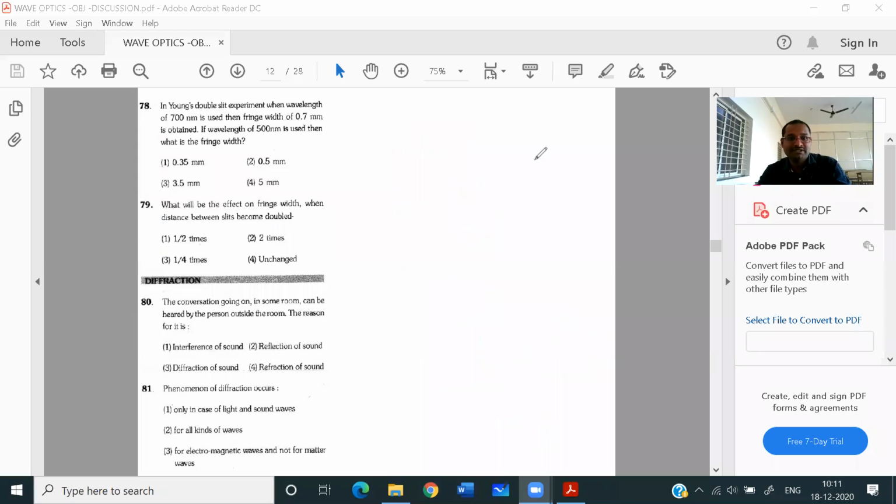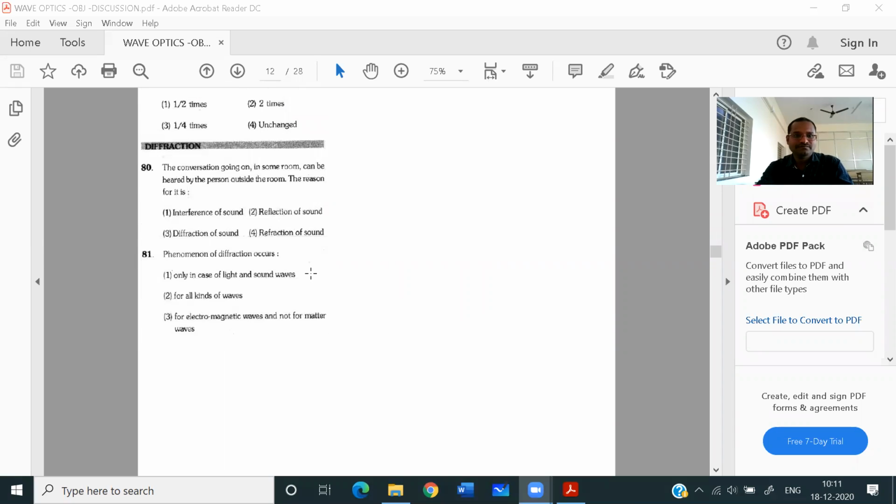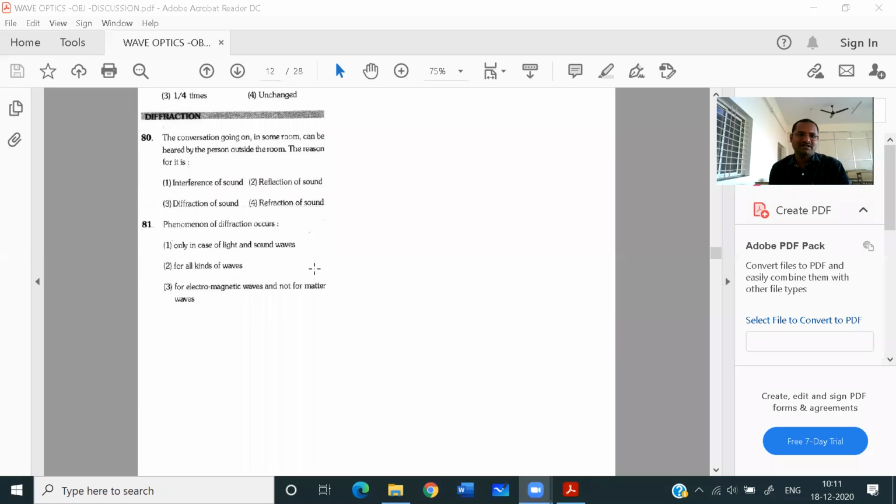Now we are going to diffraction. This diffraction is important. What have they given? These are analytical questions. A conversation is going on in some room and can be heard by a person outside the room. The reason for this is: I am inside this room, and whatever I talk, a person outside this room can hear. The reason is that these sound waves can bend through windows and small holes, pass out, and they will hear.